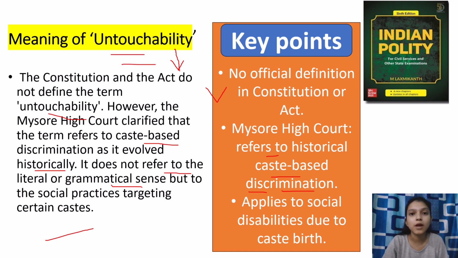So if we need to understand what untouchability is, we need to refer to historical caste-based discrimination, which defines what untouchability is. Applies to social disabilities due to caste. It applies to social disabilities due to caste, to people who are born into an inferior caste and the superior caste feels that they are inferior to them. It will be applicable only to that particular group of people.